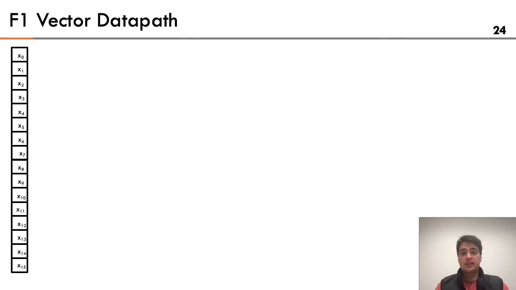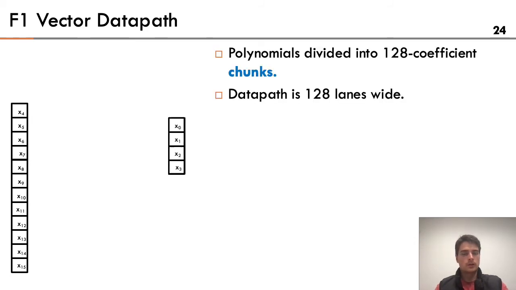To understand the challenges in implementing the automorphism unit, we first must understand how polynomials are stored and processed in F1. A residue polynomial is stored as a vector of up to 16,000 32-bit coefficients. The slide illustrates a toy 16-coefficient polynomial. Building a 16,000-lane vector data path is not practical and would be wasteful when shorter polynomials are used.